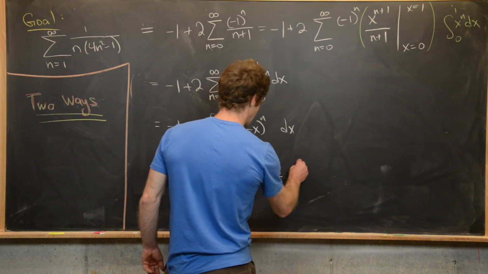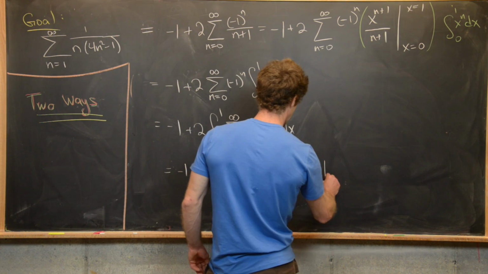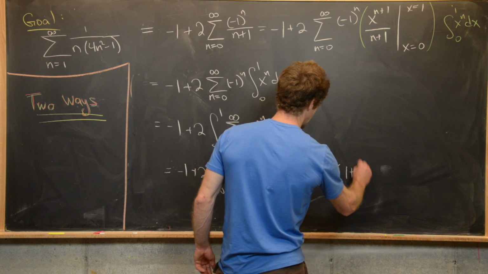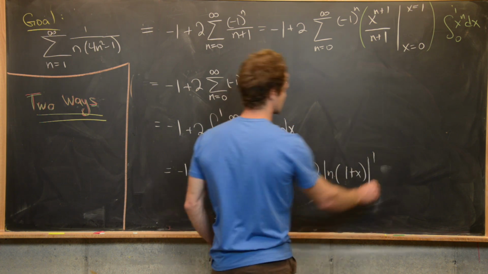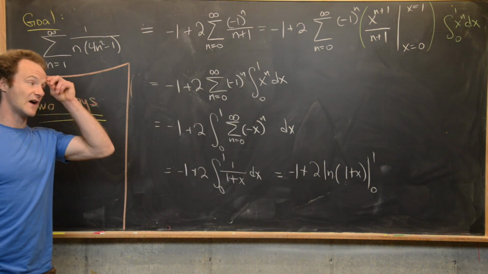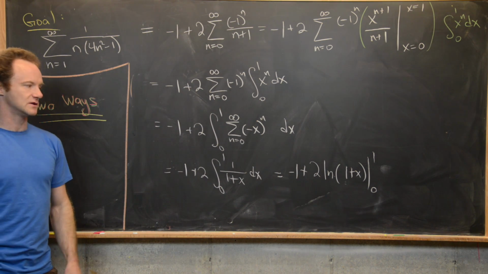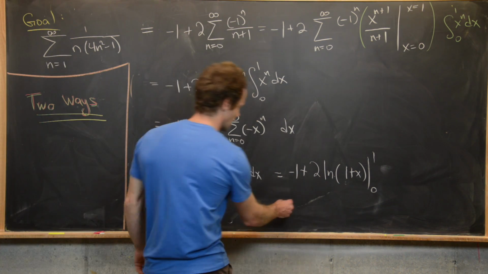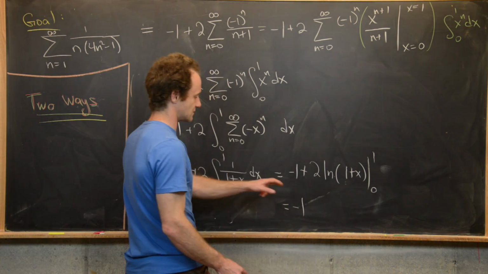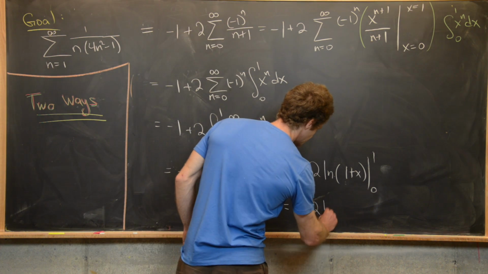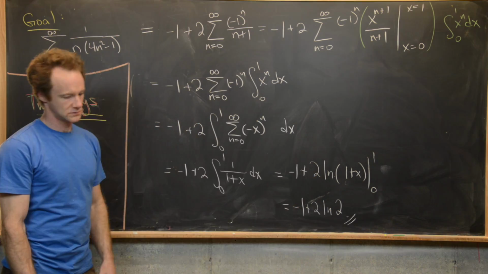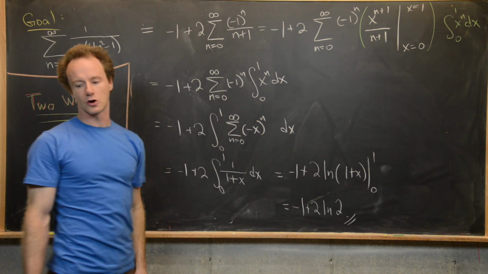That gives us minus 1 plus twice the natural log of 1 plus x. We need to evaluate that from 0 to 1. Evaluating at 1, we get log 2. Evaluating at 0, we get log 1, which is 0. So in the end, we have our final answer, minus 1 plus 2 natural log of 2. So we found the value for our goal sum.